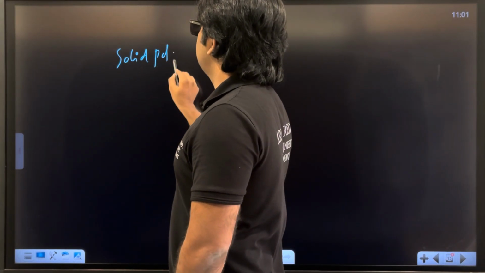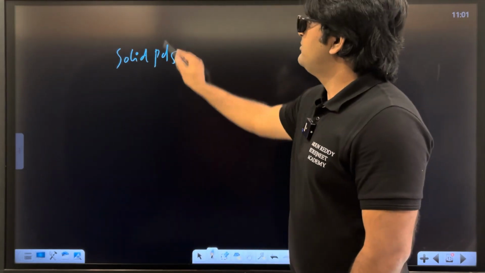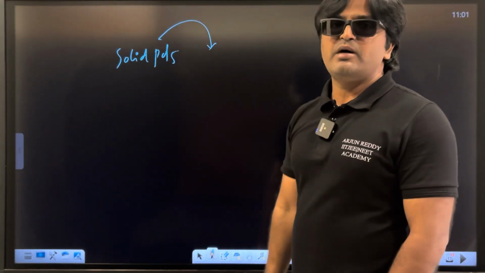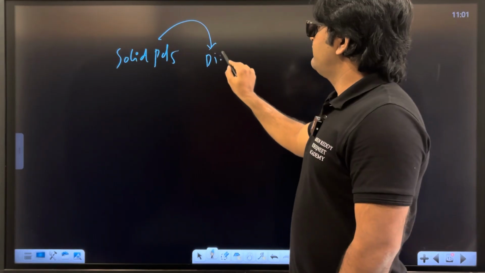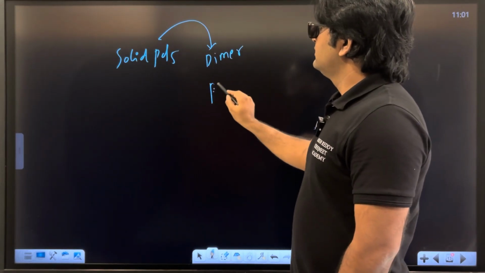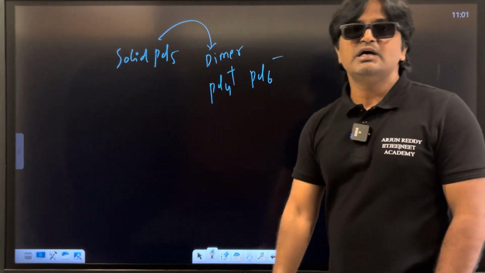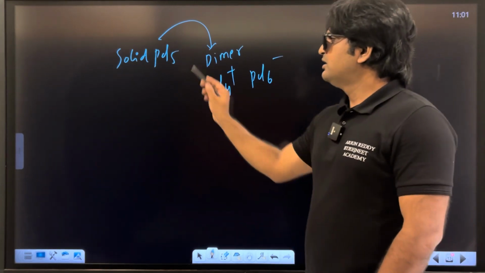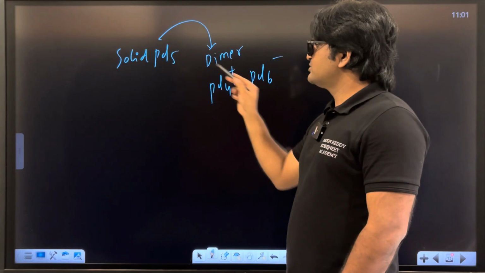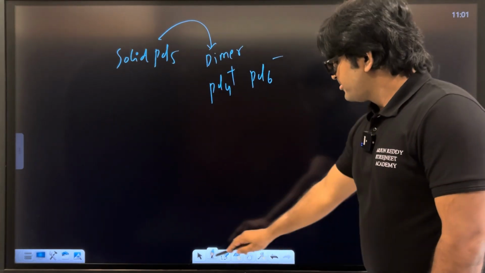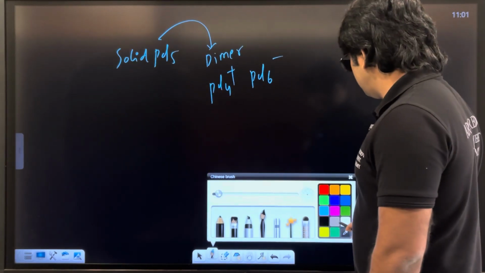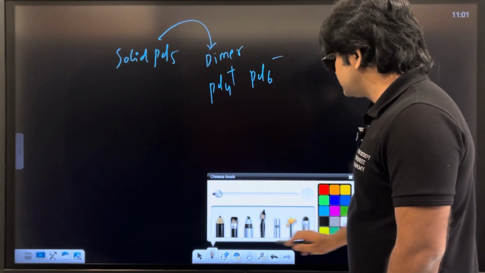Solid PCl5 exists in the form of a dimer, that is, existing as PCl4 plus and PCl6 minus. Dimer is nothing but twice, 2 phosphorus atoms and 10 chlorine atoms are there. Now by applying the previous method you can calculate the hybridization here.